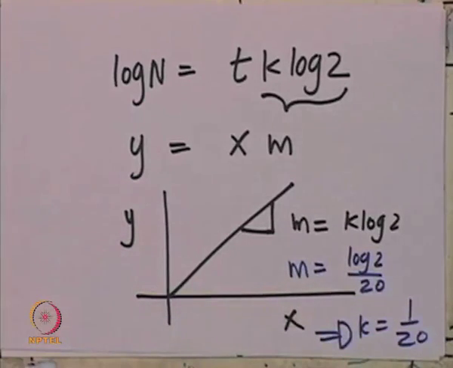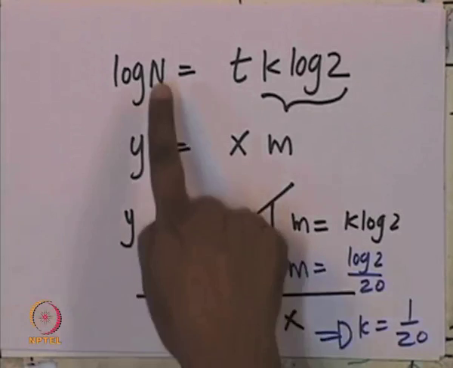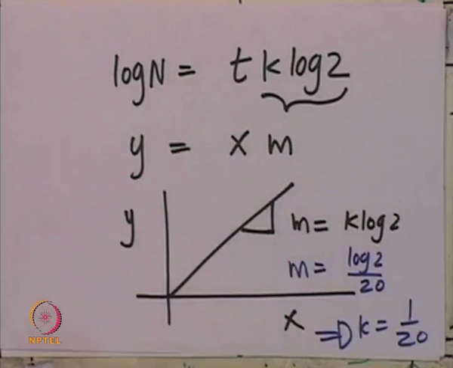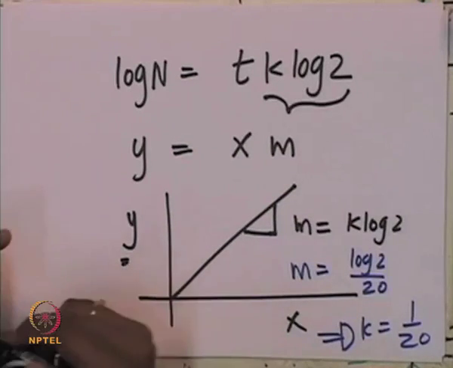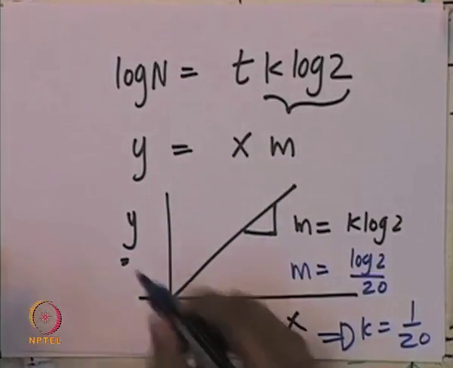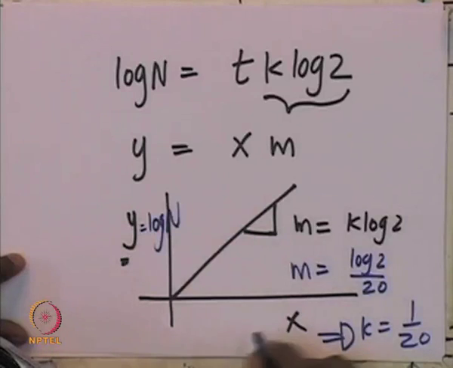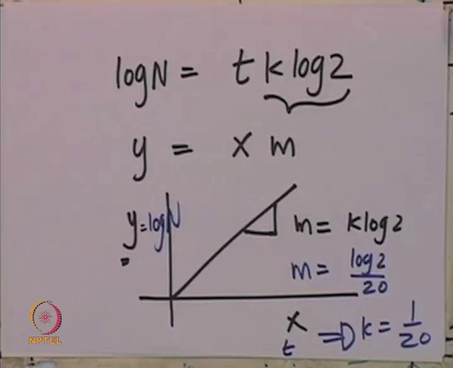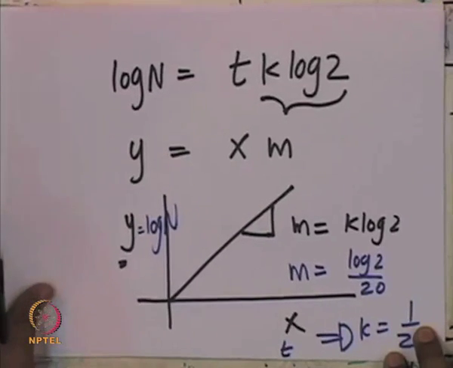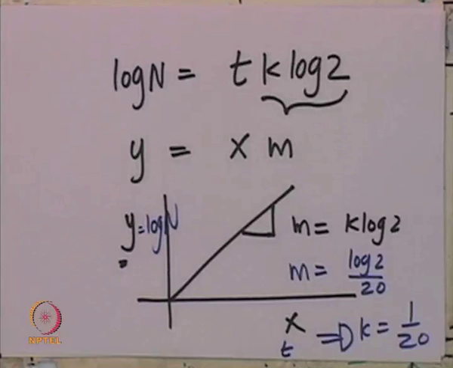So, just by calculating the slope, by plotting log n, so y is basically log n, versus time, x is time. So, basically we plotted log n versus time. By plotting log n versus time, the log of the quantity, we got the slope by just calculating the slope or derivative of a straight line. Derivative of a straight line is the easiest thing to calculate.